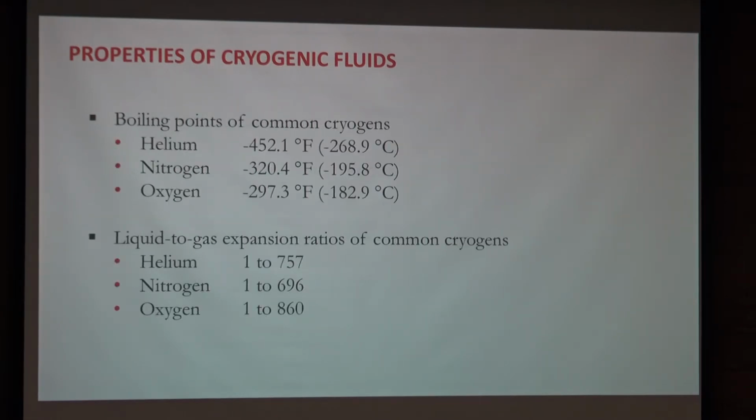So here are some boiling points of these cold liquids, as an example, helium, nitrogen, and oxygen, helium being the coldest. And they have a fairly large expansion ratio, basically the amount of liquid and how much amount of gas this will translate to. So all of these ratios are above 700 or 800, so they can displace quite a large volume of oxygen.